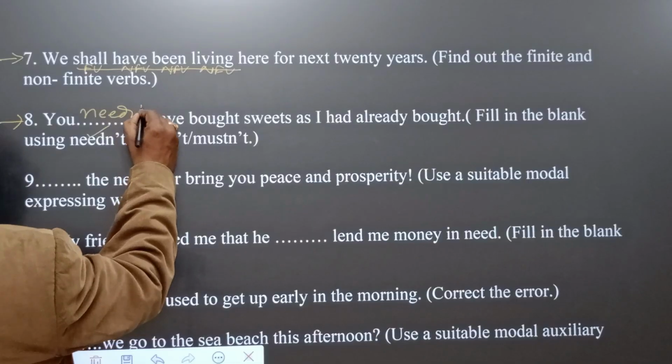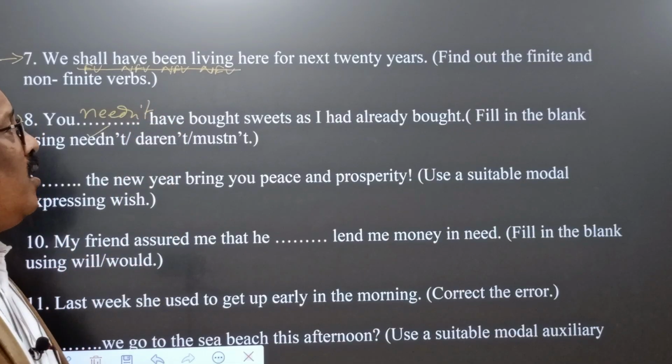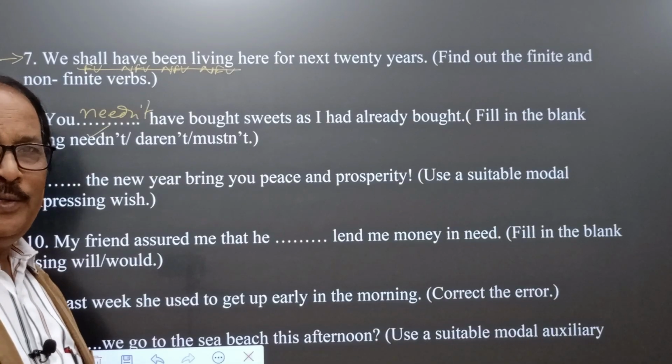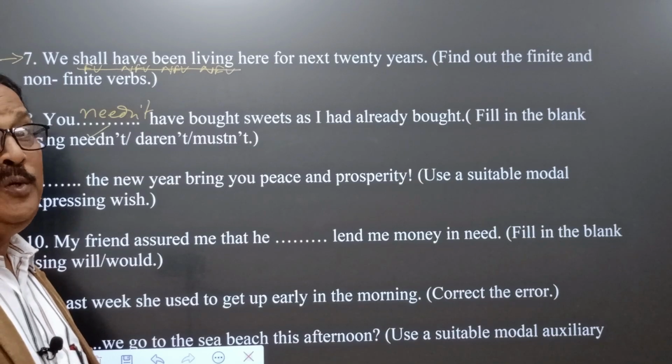You needn't have bought sweets as I had already bought. It means as I had already bought sweets, there was no necessity of bringing sweets.